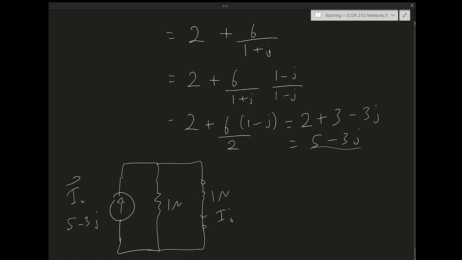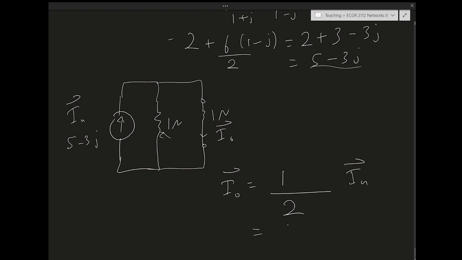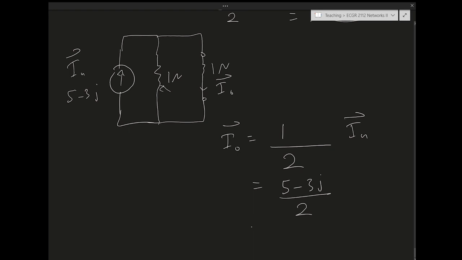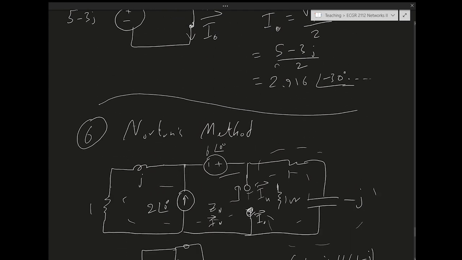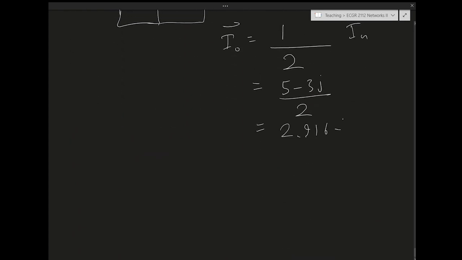and this is IO. So using current divider, IO equals 1 ohm over this resistor over the total resistance, which is 1 plus 1, times IN. So this is 5 minus 3J over 2, which is equal, we've done this. Let me look it up again, 2.916 angle minus 30 something.